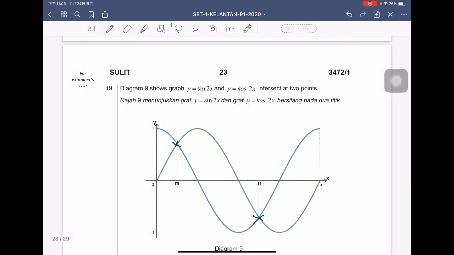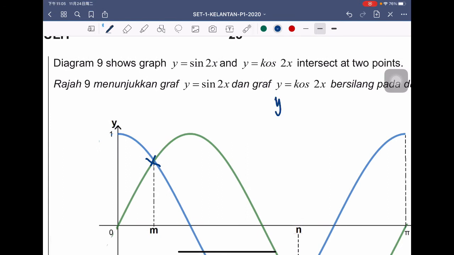So let us look at question 19. Diagram 9 shows the graph y equals sin 2x and y equals cos 2x. They intersect at 2 points. So when you see that there are two lines that intersect each other, we can use simultaneous equations. For example, y equals 2x plus 1 and y equals 4x plus 3. So for example, these two lines intersect each other.